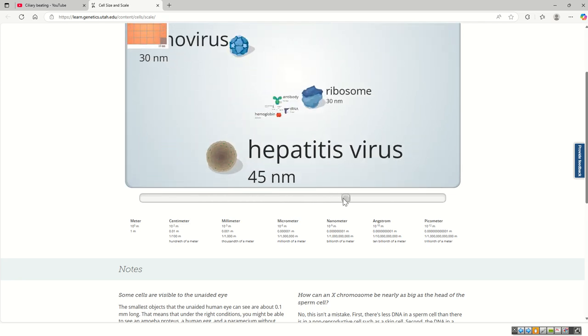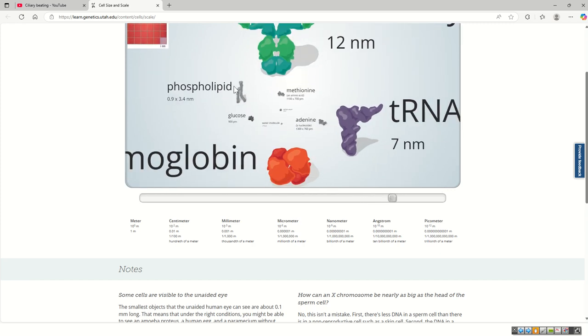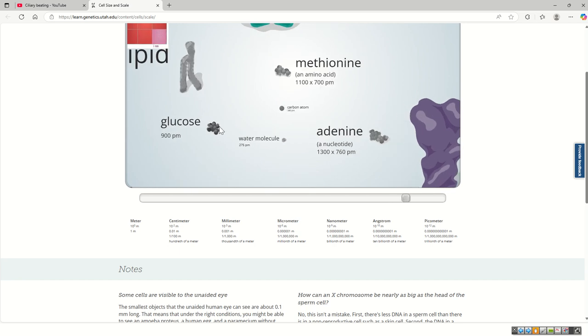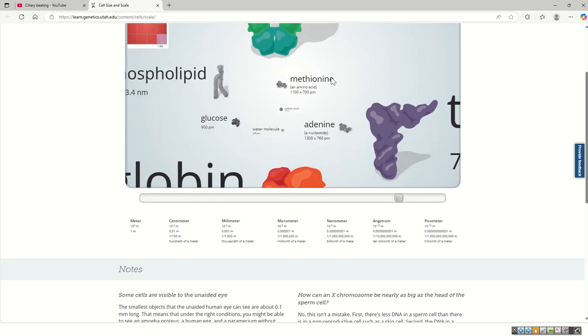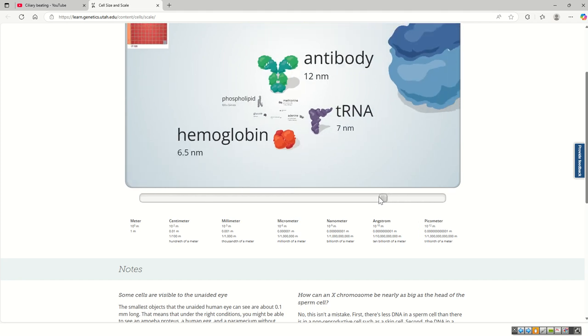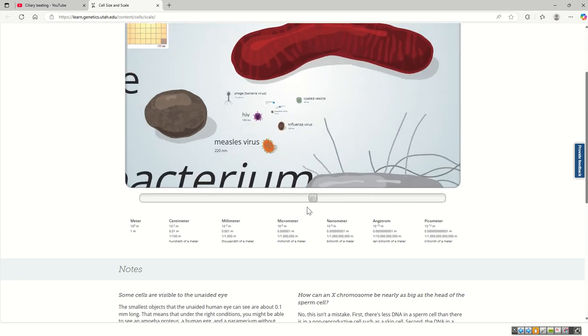And then as we go smaller, smaller, smaller, we get to the phospholipid molecules. These are the ones that are going to make up the cell membrane and the membranes around organelles. And then we see a glucose molecule, a water molecule, and a carbon atom. These are so much smaller. These make up these larger molecules, like these two, methionine and adenine, and these protein molecules, which are part of cells. Well, let's get back to cells.